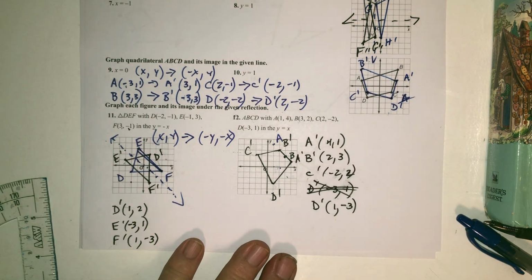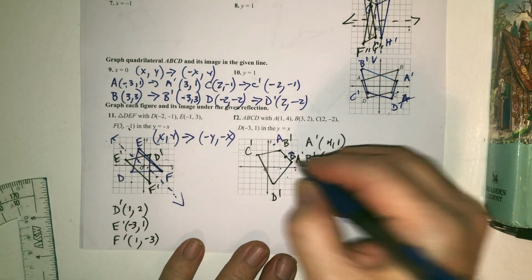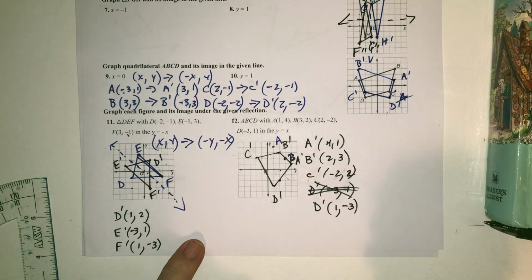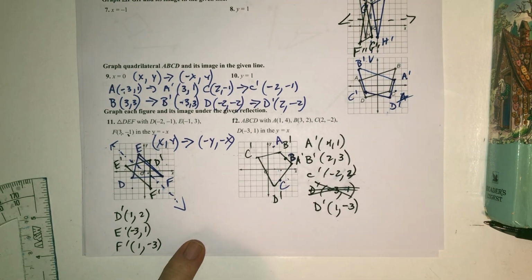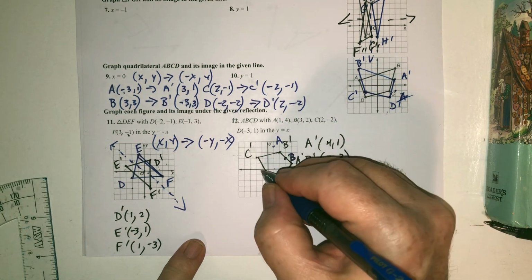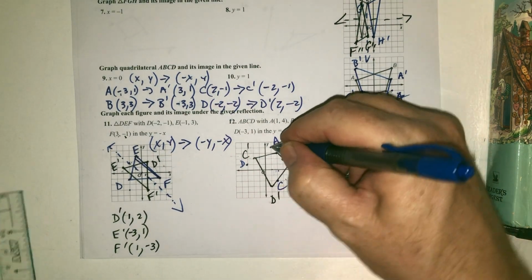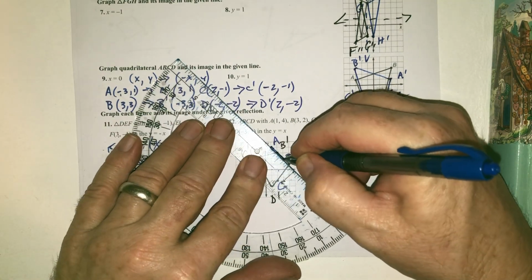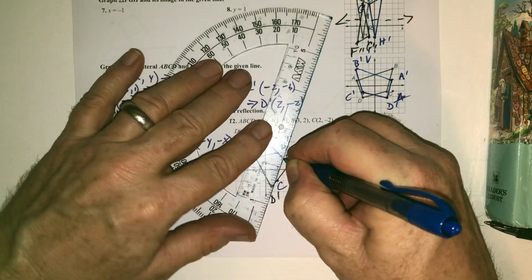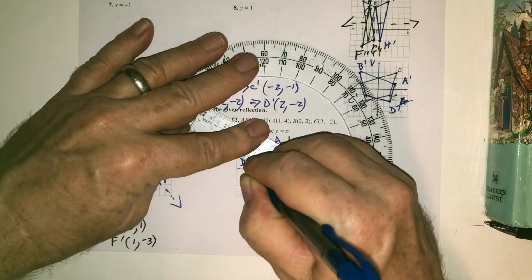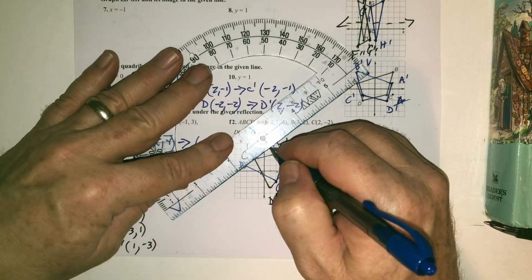All right. And it should be in blue. Let's put that in blue. C is 2, negative 2. 2, negative 2 is point C. And D is negative 3, 1. There's point D. So we would go A to B. All right. B to C. C to D. And then D back to A.